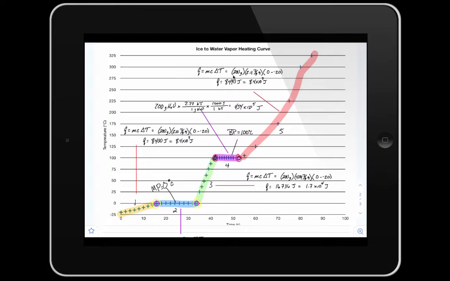In this video, we're going to discuss the heating curve that you did and the analysis of the phase changes and temperature areas.